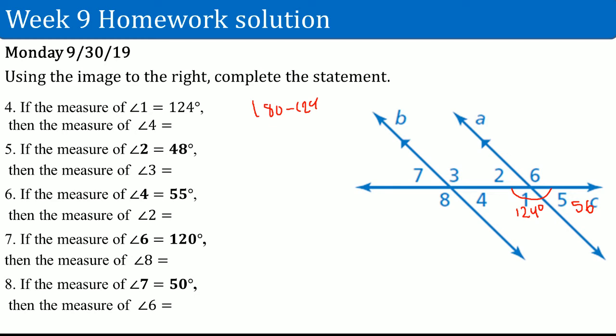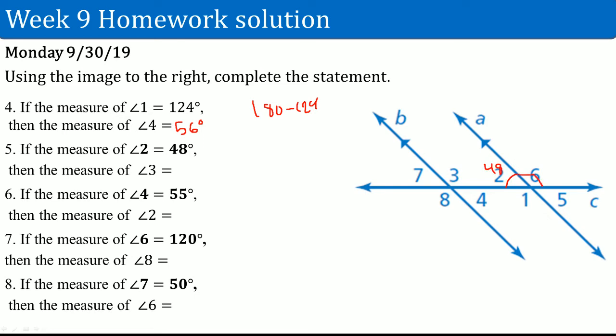Okay, good. So, angle 4 and angle 5 are the same because they are translated from each other. So you would say angle 4 is 56 degrees. Okay. What about angle 2 is 48. So here is 48. Okay.